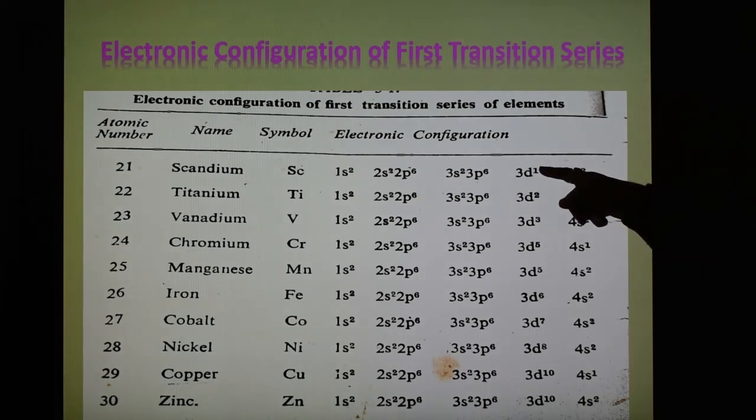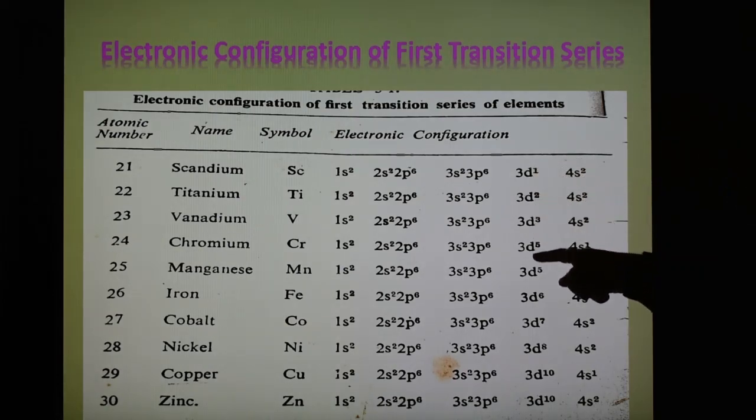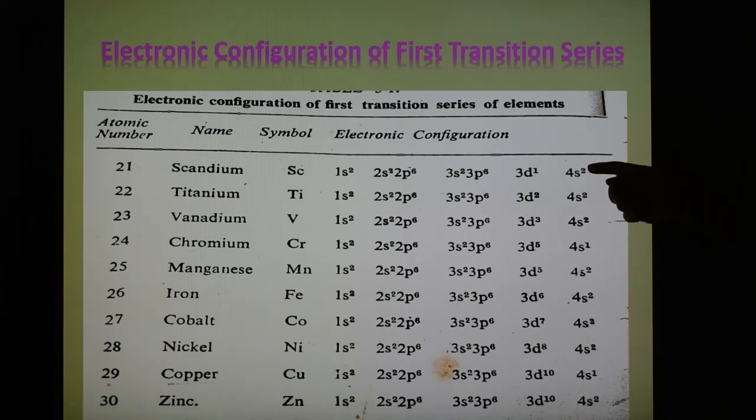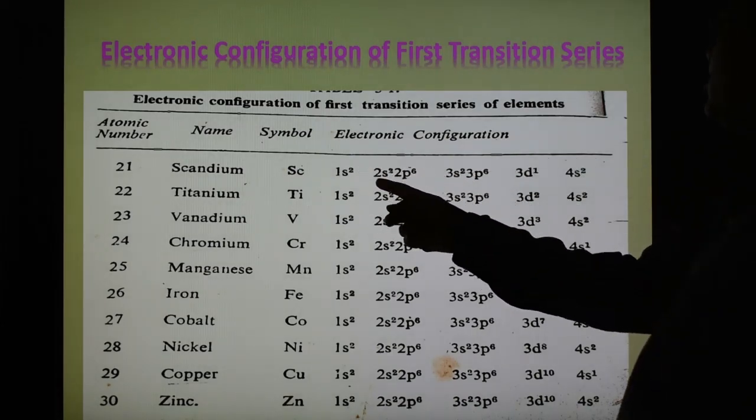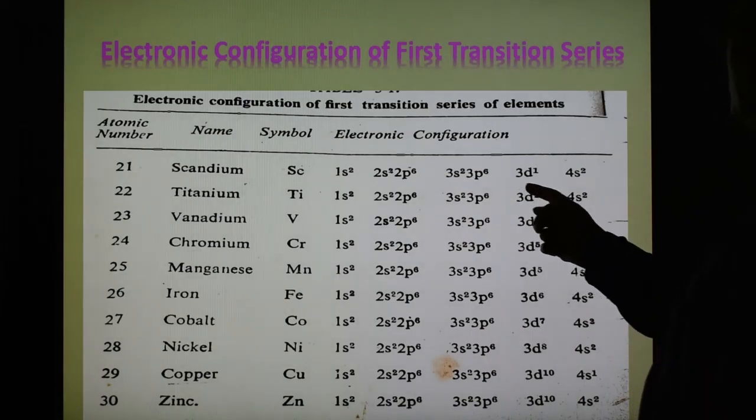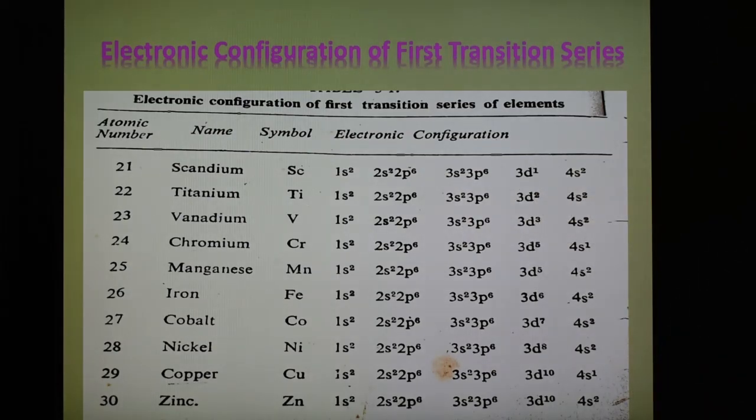orbital. So the 3d orbital is filled progressively, one, two, three, four, up to 10. And the 4s orbital has 2 electrons except in chromium and copper. They have a different configuration than expected. In the case of scandium, the electron configuration is 1s2, 2s2, 2p6, 3s2, 3p6, 3d1 and 4s2. In this way the 3d orbital is filled progressively, and therefore this is also known as the 3d series.